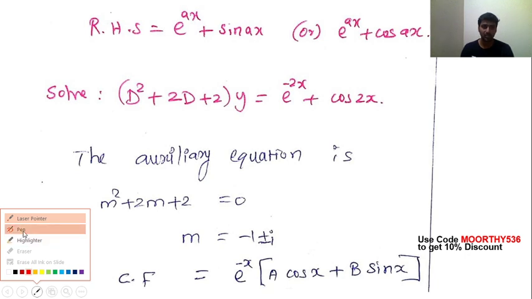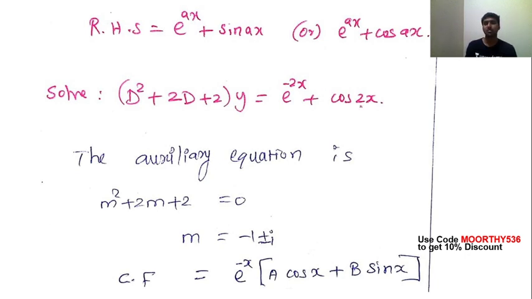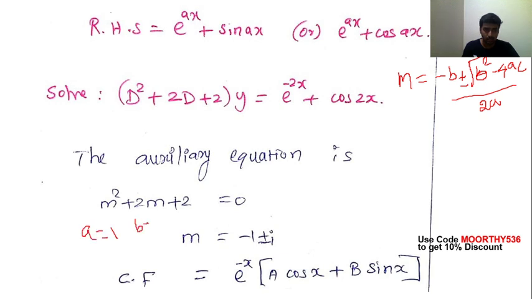We are aware of this formula from school level itself. We know that m is equal to minus b plus or minus root of b square minus 4ac, divided by 2a. Here, from this equation, a is equal to 1, b is equal to 2, and c is equal to 2.